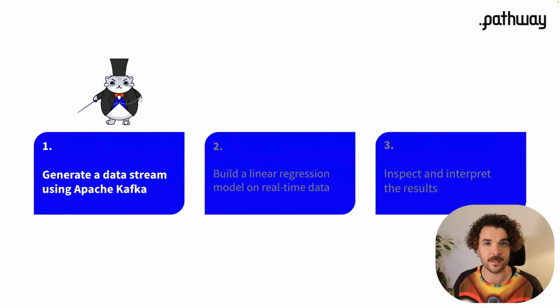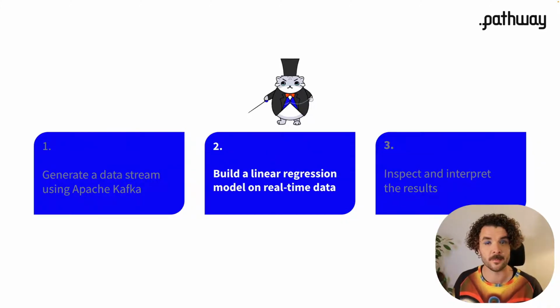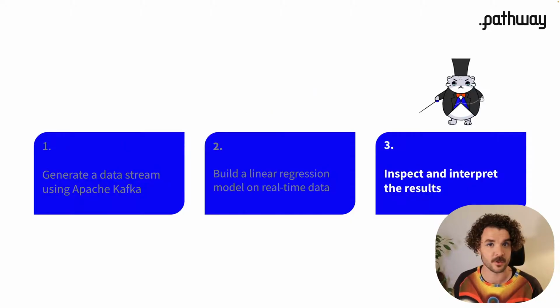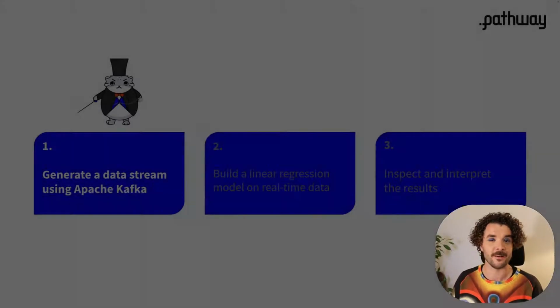Firstly, we will need to generate a data stream using Apache Kafka. Once we have this incoming data, we can build a linear regression model with Pathway that is able to update itself every time a new data point arrives. And finally, we will inspect and interpret our results. All right, let's get started.